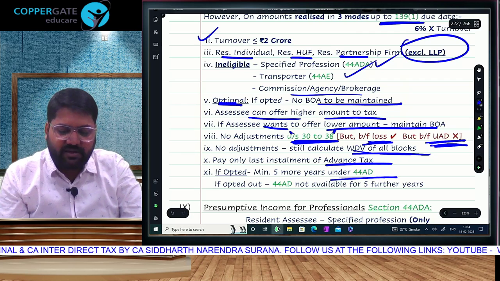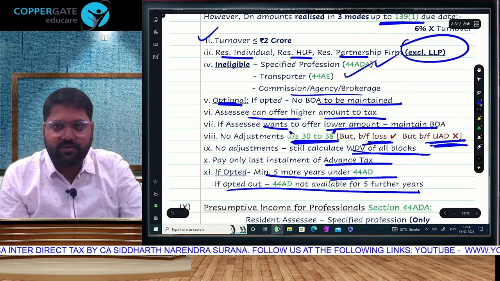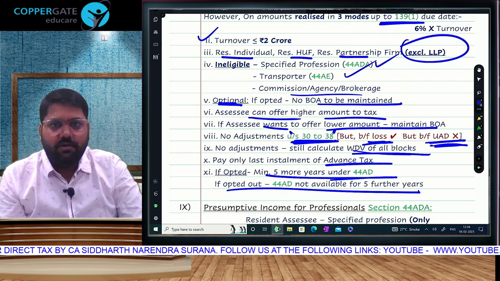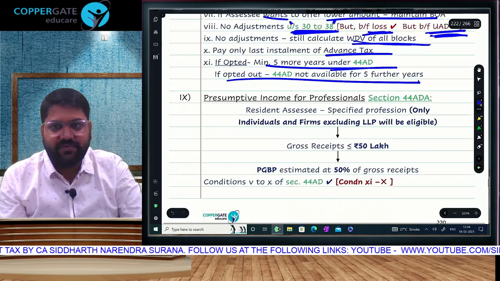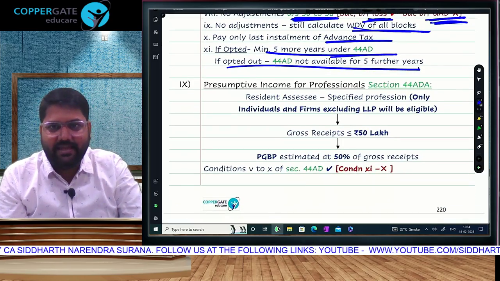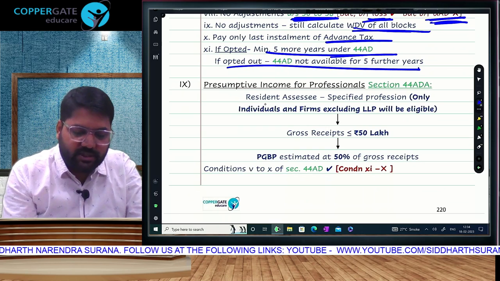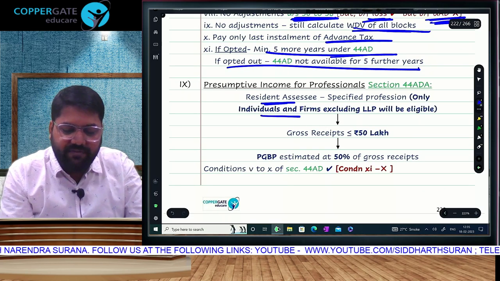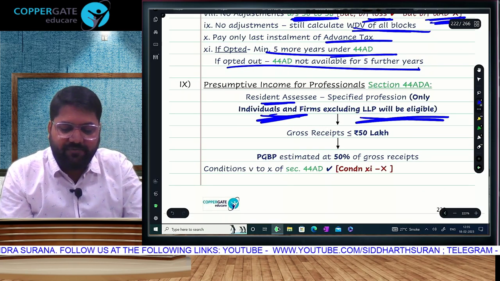And if you take presumptive once, so minimum 5 more years. If you opt out, then not available for 5 more years. That's 44AD ka presumptive taxation. How does 44ADA change? This is only for resident, individual and firm excluding LLP.